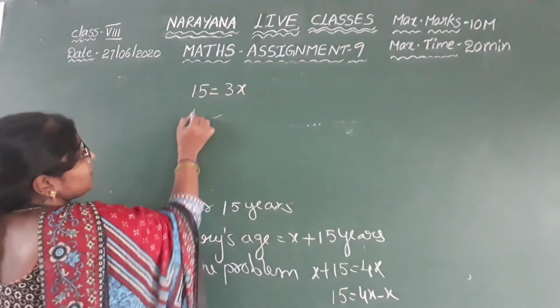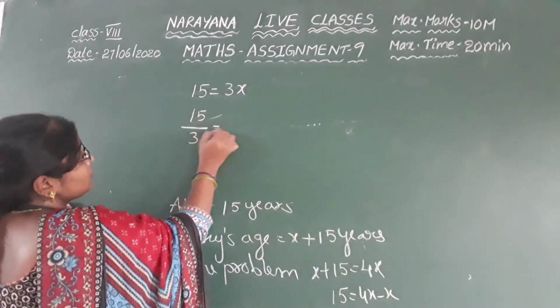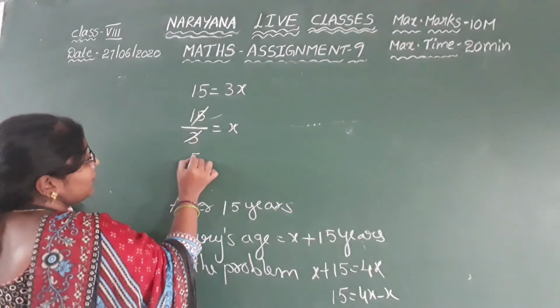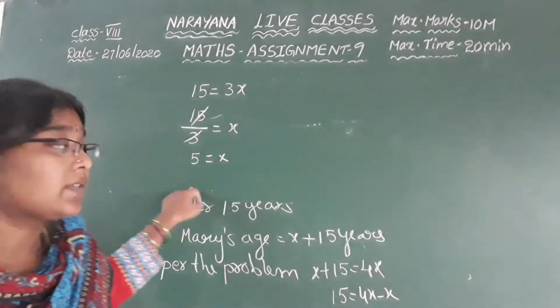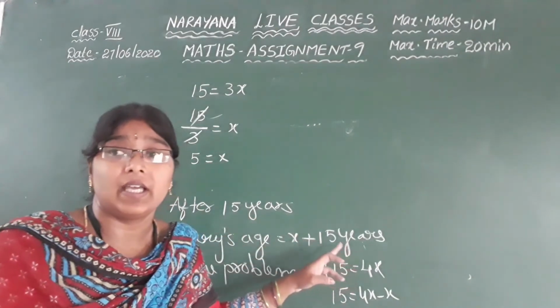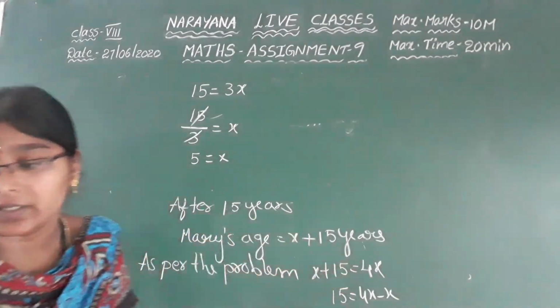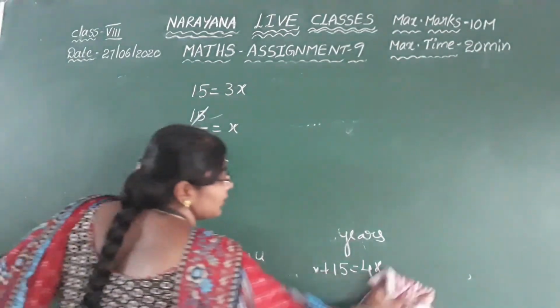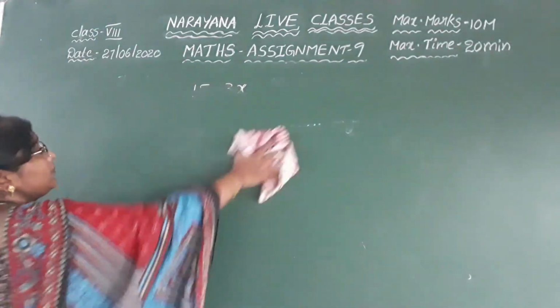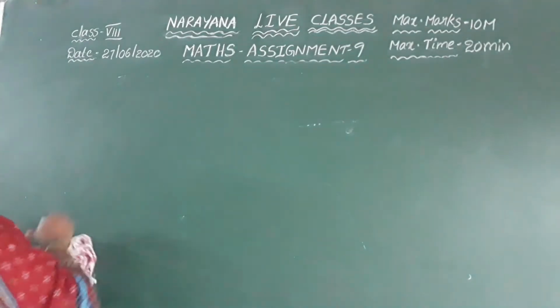The 3 comes this side, so it is division. 15 divided by 3, it cancels 5 times. So the value is 5. So x value is 5. So what is the present age of that girl? 5 years. The present age of that girl is 5 years. Okay. Next, 8th question.